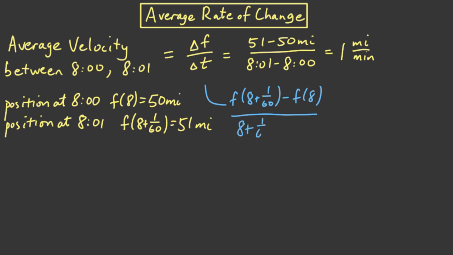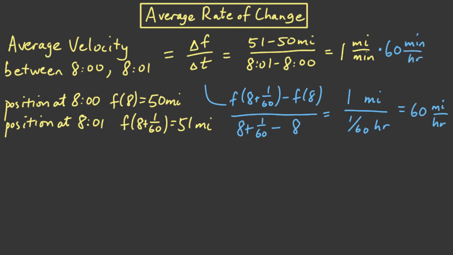So 8 plus 1/60th minus 8, and that's in hours. And when you do that, you get 1 mile on top divided by 1/60th of an hour on the bottom, and that's 60 miles per hour. A faster way might have been to just take this 1 mile per minute and multiply it by a conversion factor of 60 minutes per hour. And when we do that, the minutes cancel, and we're just left with 60 miles per hour.